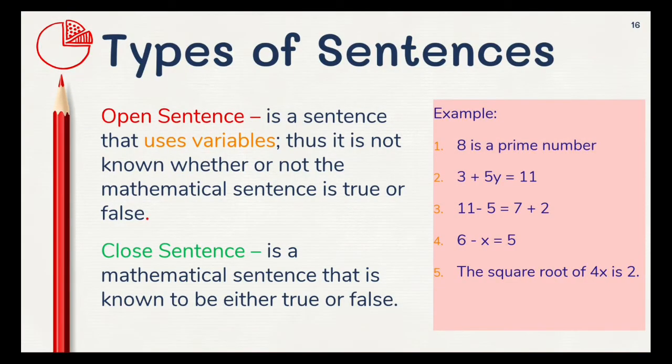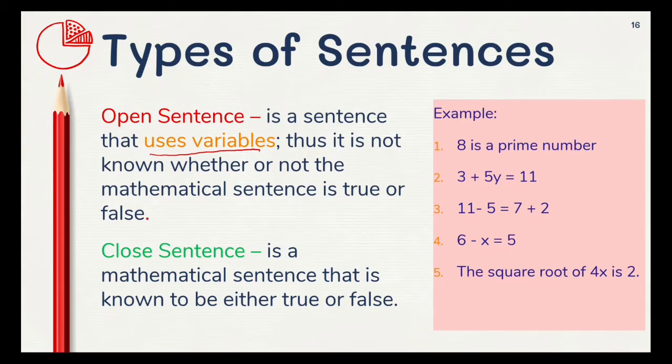So we have two types of sentences. We have open sentence and closed sentence. When you say open sentence, it is a sentence that uses variables. Okay, so if you see variables, it's an open sentence. Thus, it is not known whether or not the mathematical sentence is true or false. So, we cannot determine if it's true or false.